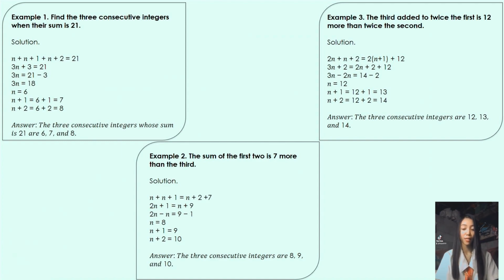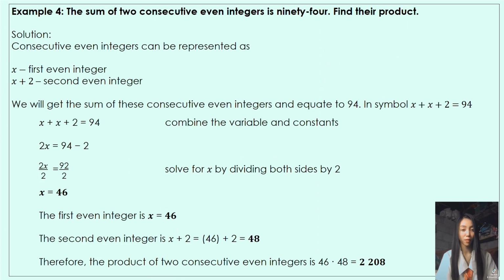Example 3. The third added to twice the first is 12 more than twice the second. Solution, 2n plus n plus 2 equals 2 times n plus 1 plus 12. 3n plus 2 equals 2n plus 2 plus 12. 3n minus 2n equals 14 minus 2. n is equal to 12. n plus 1 equals 12 plus 1 equals 13. n plus 2 equals 12 plus 2 equals 14. Answer, the three consecutive integers are 12, 13, and 14.